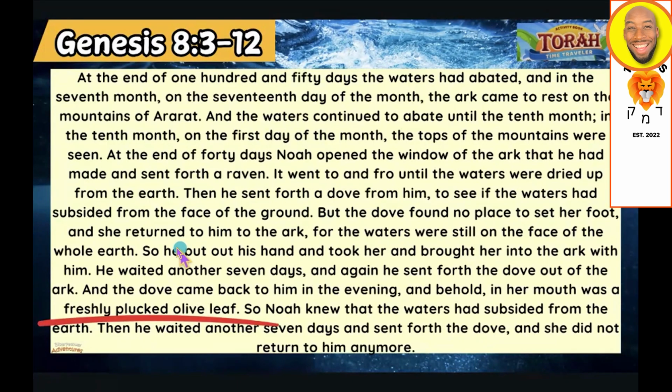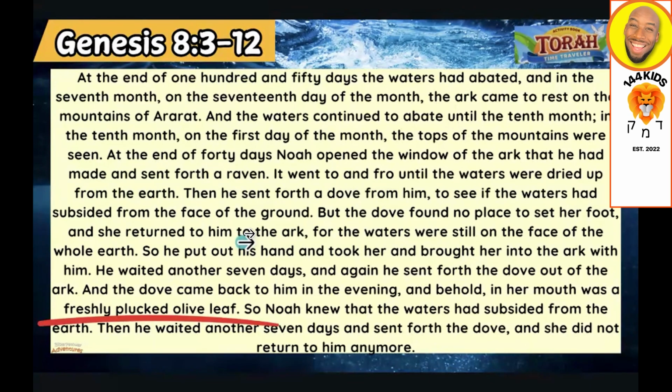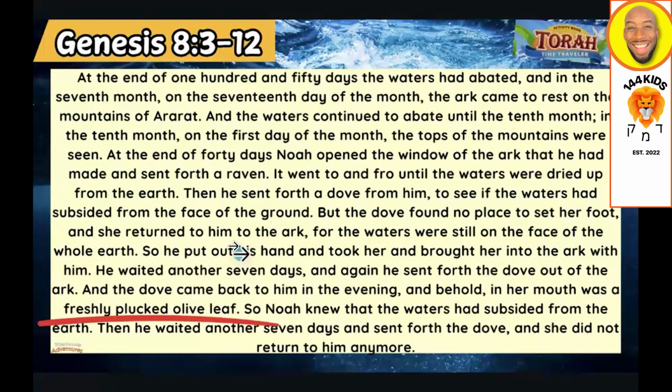If we jump down here, it says, then he sent forth a dove from him to see if the waters had subsided. That means if the waters had went back and dried up from the face of the ground. But the dove found no place to set her foot and returned to him to the ark. That was the first time. For the waters were still on the face of the whole earth. So he put out his hand and took her and brought her into the ark with him.